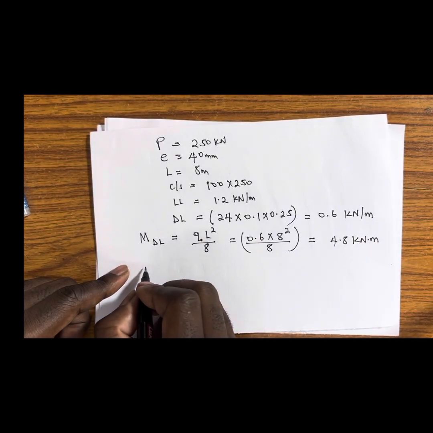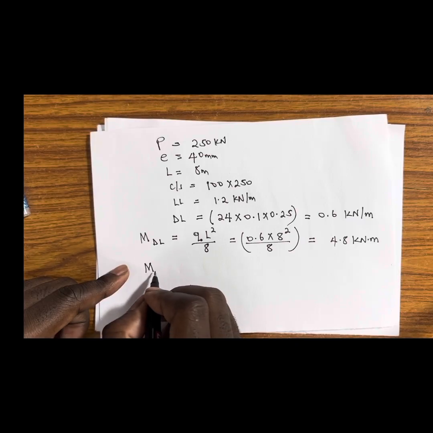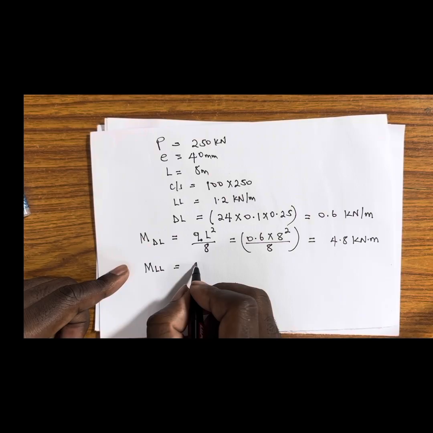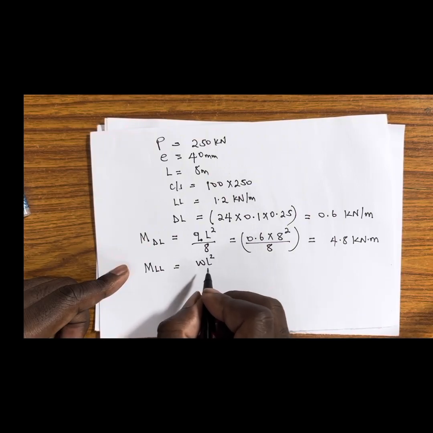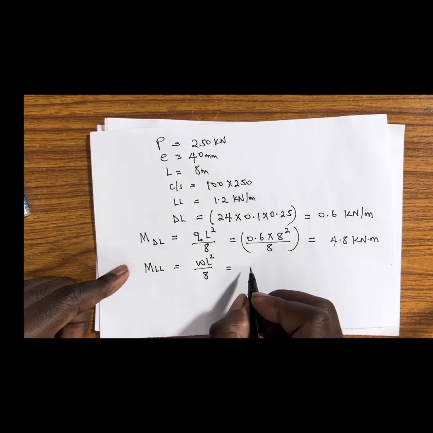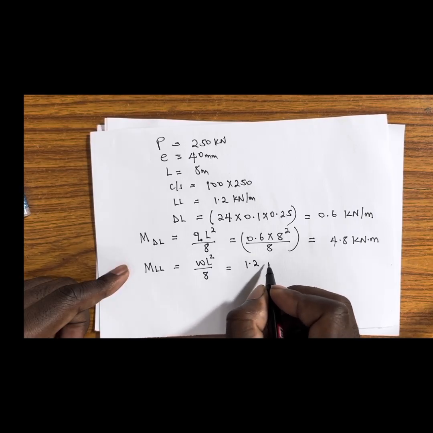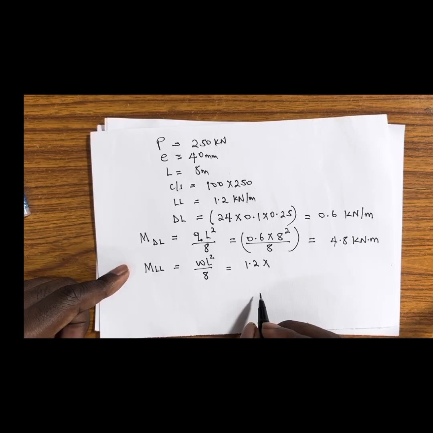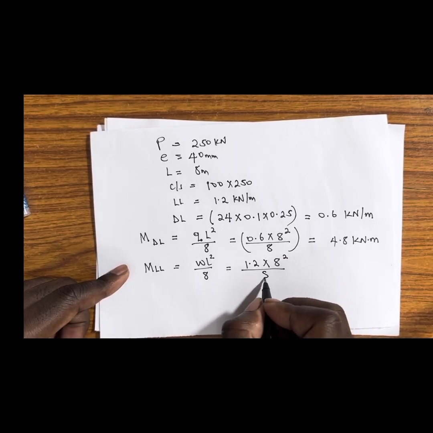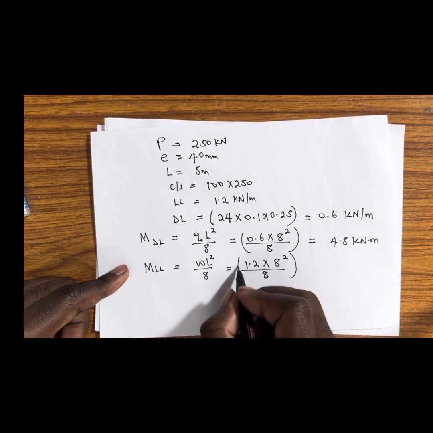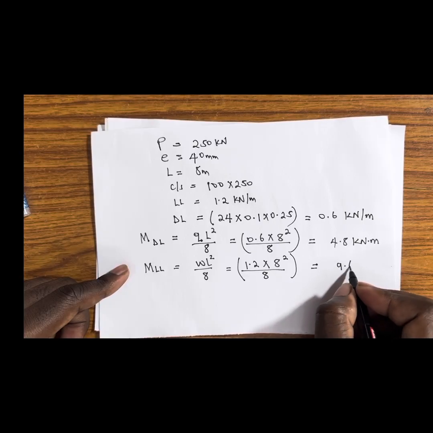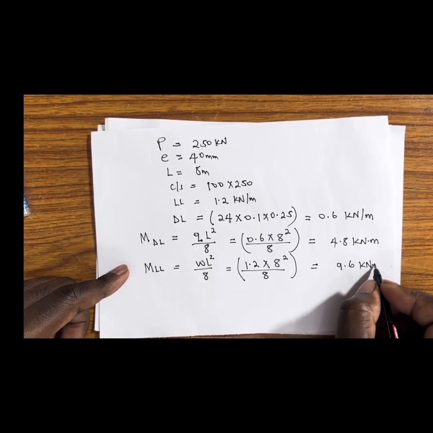Let us also get the maximum bending moment due to live load. Let me call live load as W. So W L squared by 8. This is going to be, live load is 1.2, multiplied by L which is 8, squared, then divided by 8. This answer is going to give you 9.6 kilonewton meter.